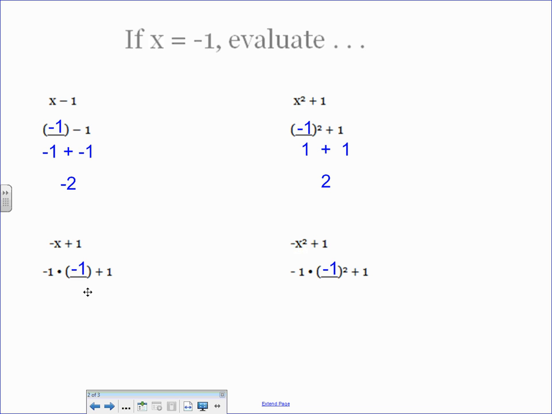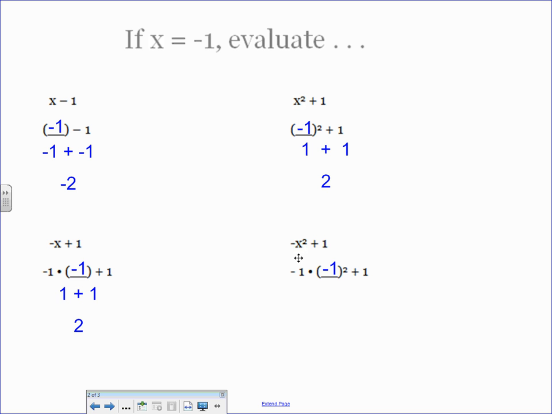Here it gets a little trickier. You might be tempted to say, oh, there's already a negative sign there, but there's not. There's an opposite sign there. That's the opposite of x. We don't know what it is yet. If we're going to put in negative 1, we have to say, oh, that really means negative 1 times whatever we put in. So it's going to be negative 1 times negative 1. We'll do that first in the order of operations, and then we'll add 1. Negative 1 times negative 1 is positive 1, plus 1 is 2.